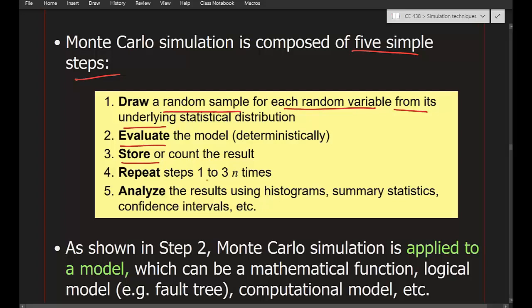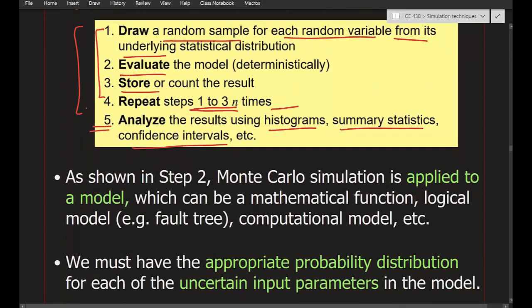In the next step, we have to repeat steps 1, 2, 3 N number of times. N is basically the number of simulations. So we have to draw, evaluate, and store so many times. Then finally we go to the 5th step, that is analysis of the result. Based upon this result, we can plot the histogram, we can calculate summary statistics, for example mean, median, variance. We can also calculate confidence intervals, 95% interval, 99% interval. So these are the 5 steps used in Monte-Carlo simulation.